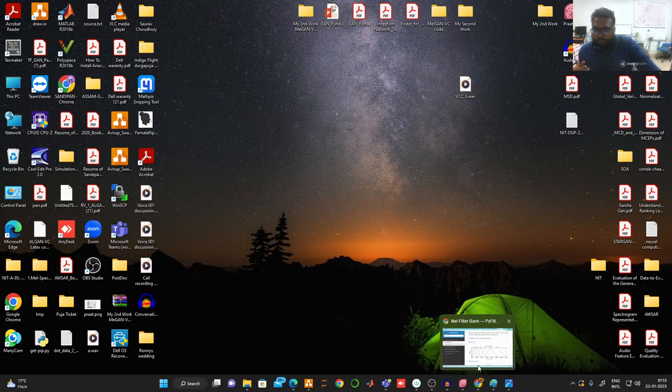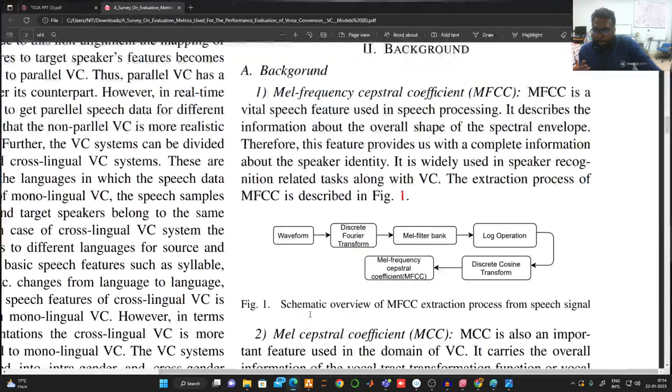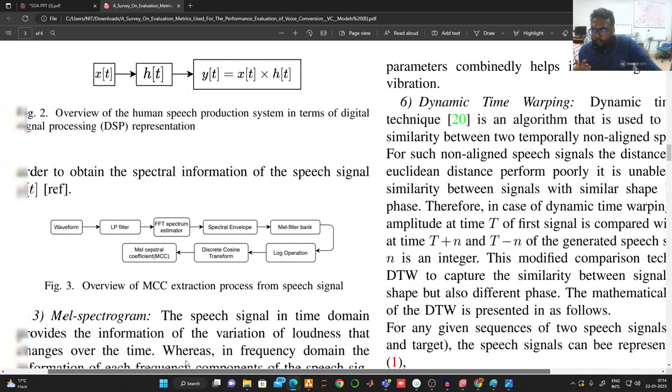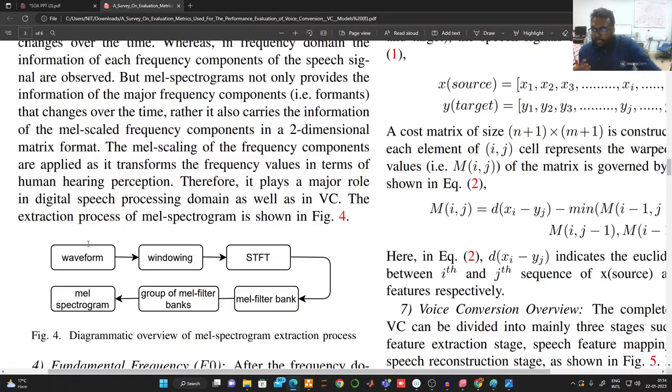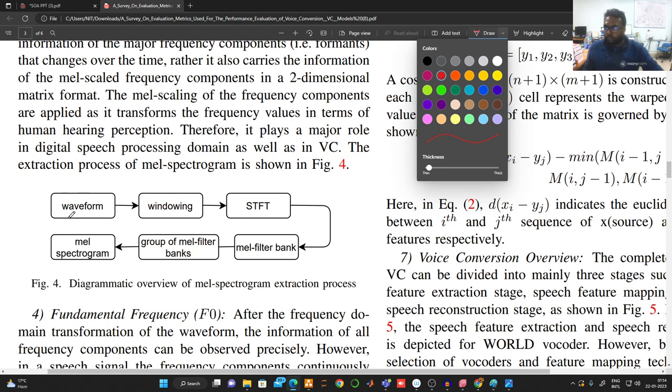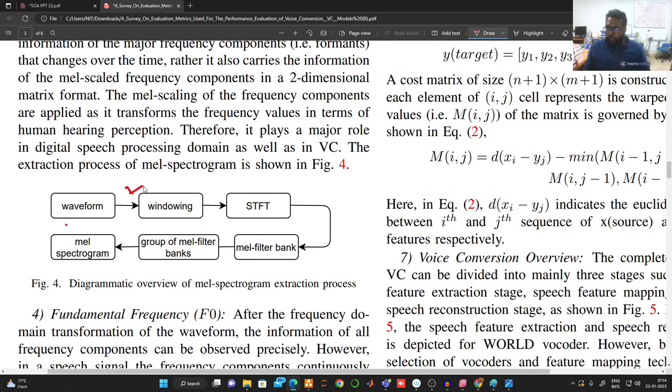So this is the complete overview of the mel spectrogram. Initially we have the waveform. Then we do some windowing or framing. Then FFT, the short term Fourier transformation, or whatever Fourier transformation you apply. Then we apply some mel filter banks, and then we get the mel spectrogram.